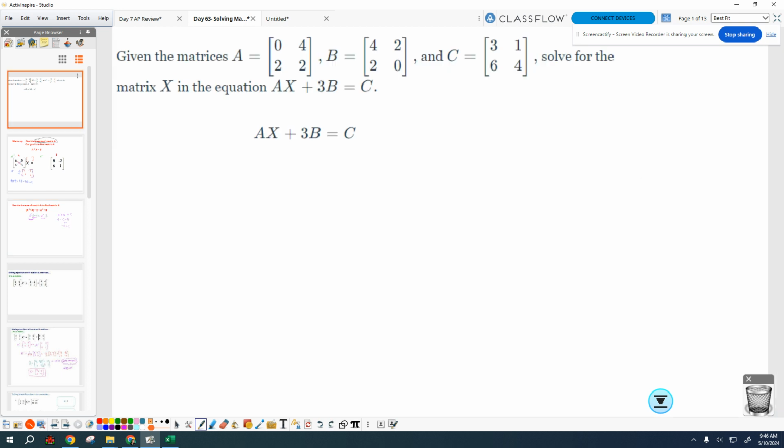And someone asked about the Delta Math. It's not hard, but it's tedious. There's a lot going on.